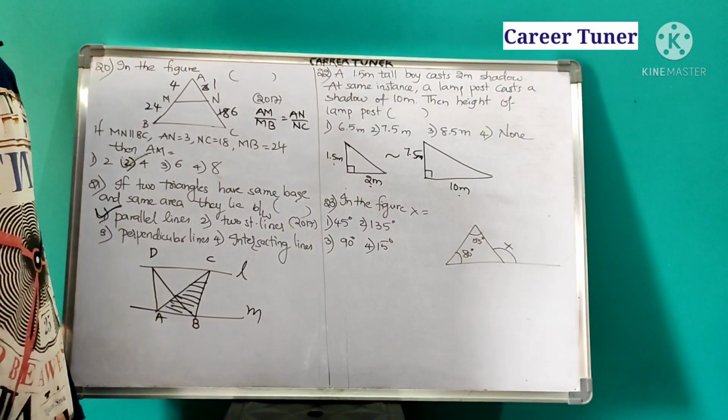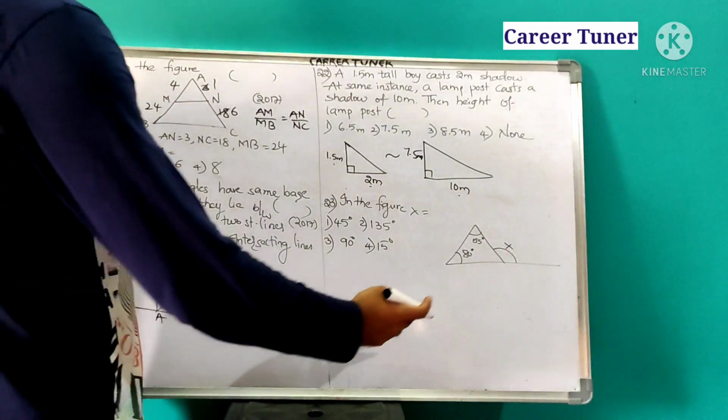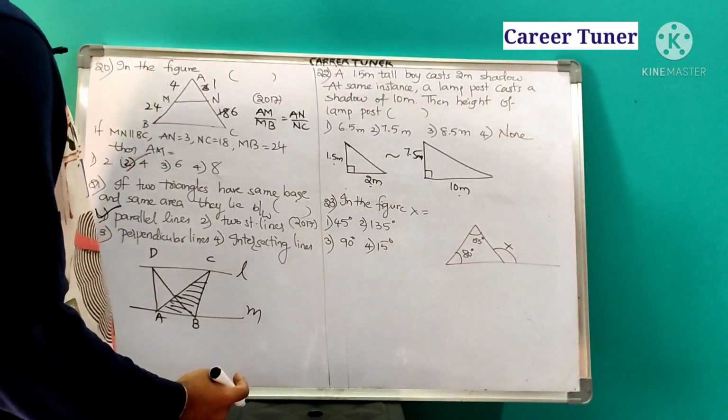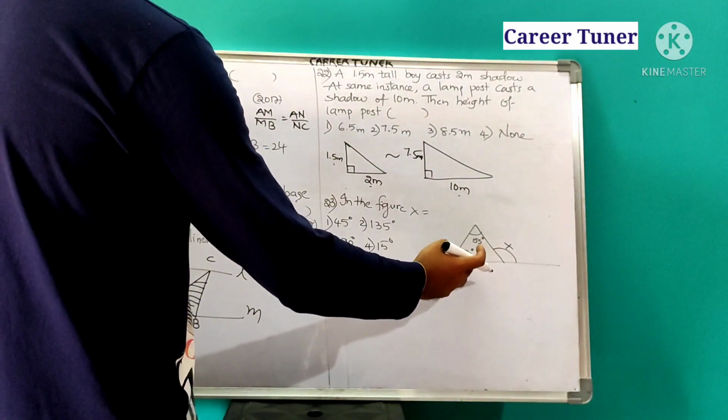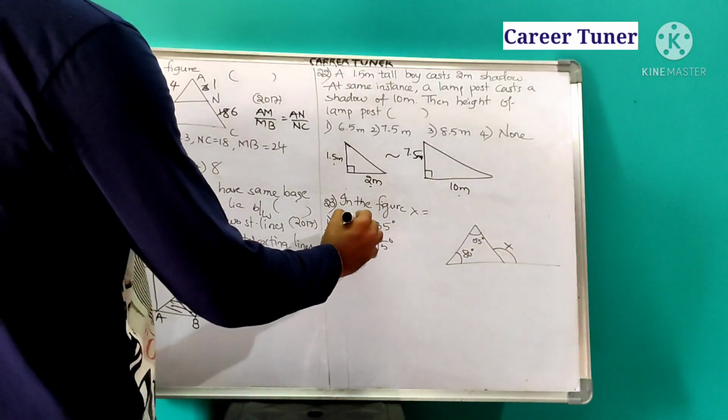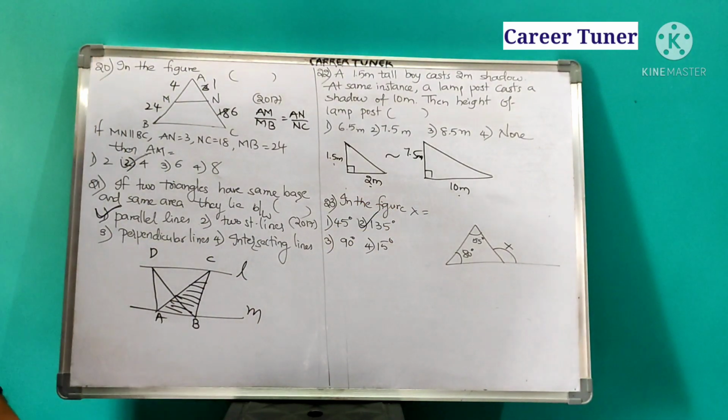Next question. In the figure, x is equal to? Now you see x is what? Exterior angle to the triangle. What is exterior angle equal to? Sum of interior opposite angles. So interior opposite angles are 80 plus 55. So how much is it? 135. So x value is how much? 135 degrees.